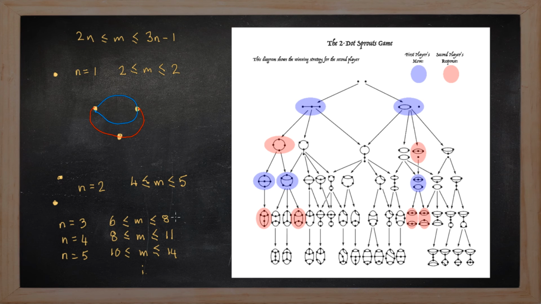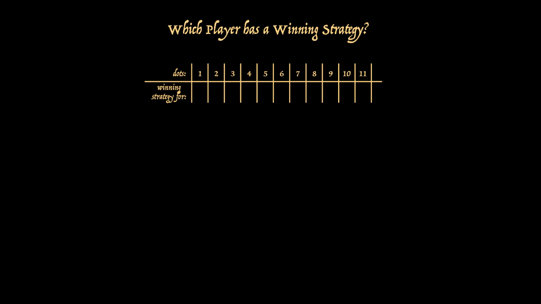And you can imagine the tree diagrams for these get extremely complicated, and they do, but they have been analysed up to a certain number of dots to find if there's a pattern in who has the winning strategy in a game. So that's the question that we'll start investigating now. Question: which player has a winning strategy?